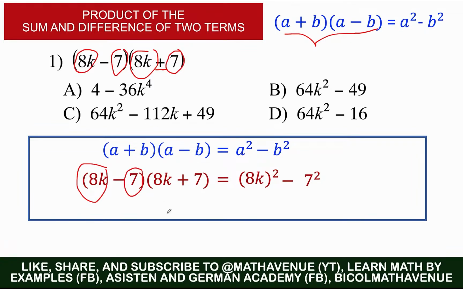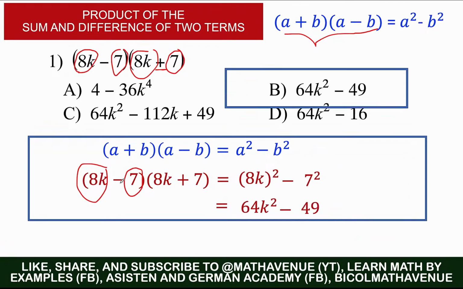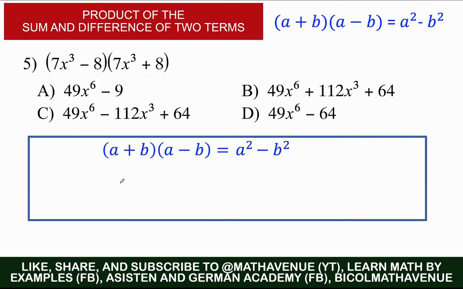It doesn't matter whether the first factor is the minus, the second factor is the plus, as long as you have the product of the sum and difference of exactly two numbers. Here, the two numbers are 8k and 7. One is expressed as plus, the other is expressed as minus. So simplifying, this is equal to 64k squared minus 49, this is letter B. Next problem. So again, write the formula and write the given.